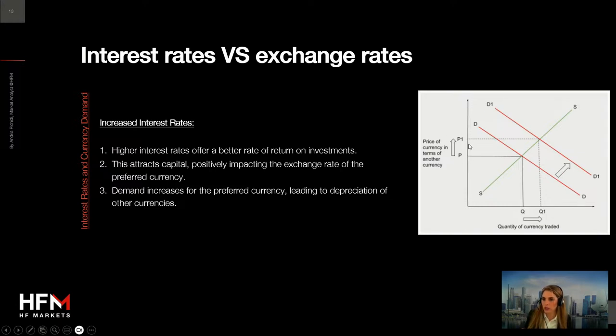P and P1 show the change, the increased demand in currency appreciation. Okay, here we have the original demand for currency, which increased, as you can see, after we had an interest rate hike. So the higher the interest rate, the higher the demand for the preferred currency, so the higher the currency appreciation, and you can see that the supply of the currency rises as well. Okay?